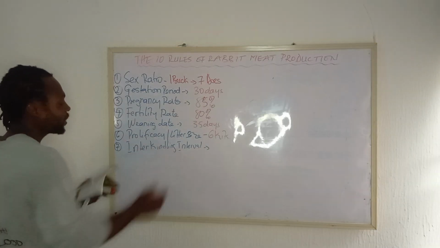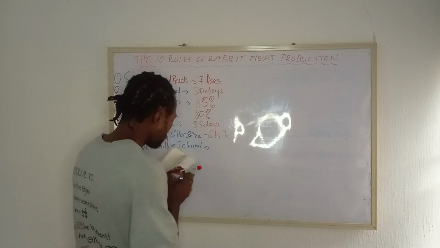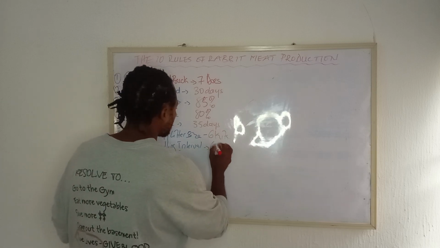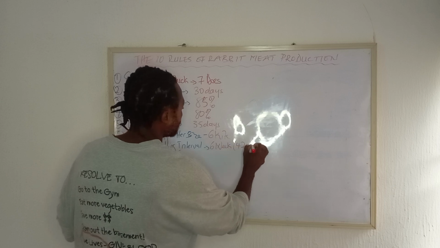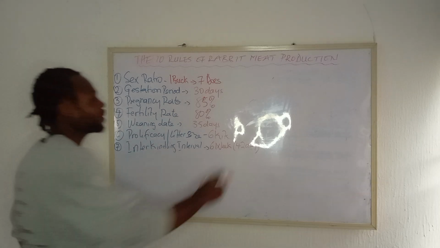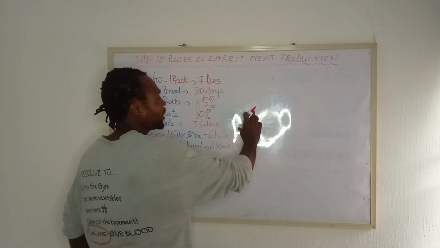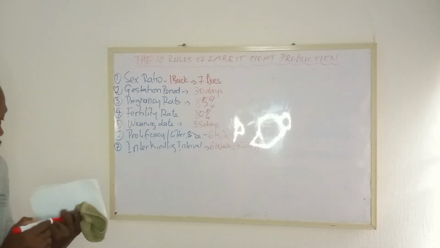So for the interkindling interval, we are going to use 6 weeks, which is 42 days. That means every 6 weeks your rabbit should give birth. So if she kindles today, her next kindling should be 6 weeks after. That's 42 days.